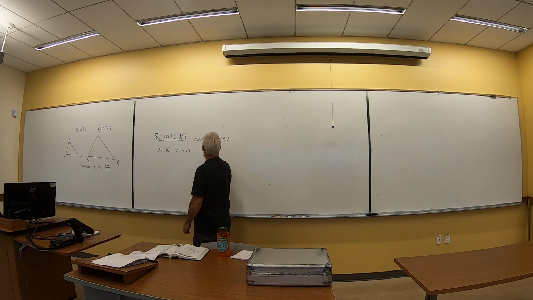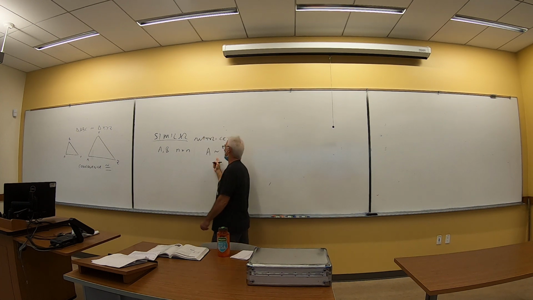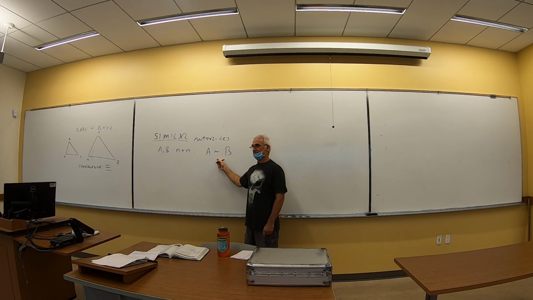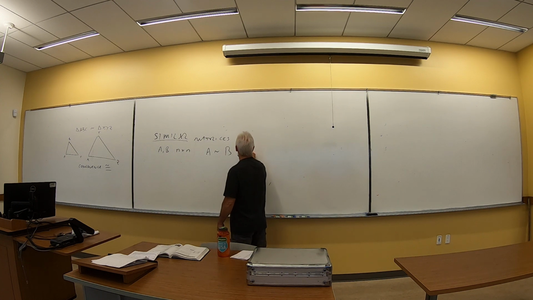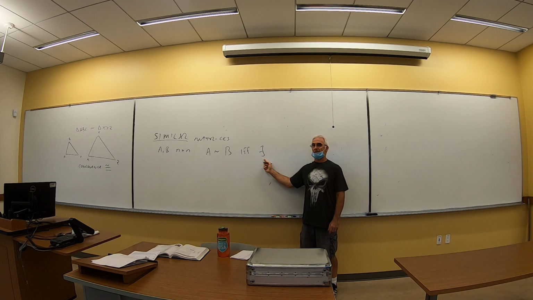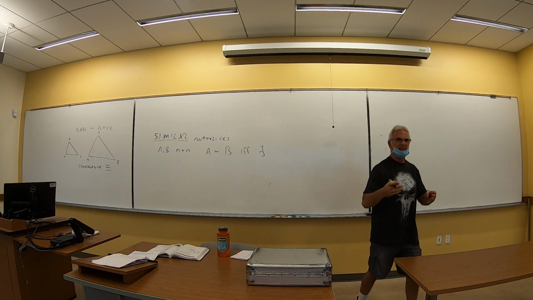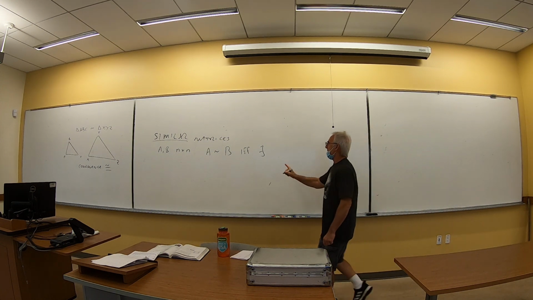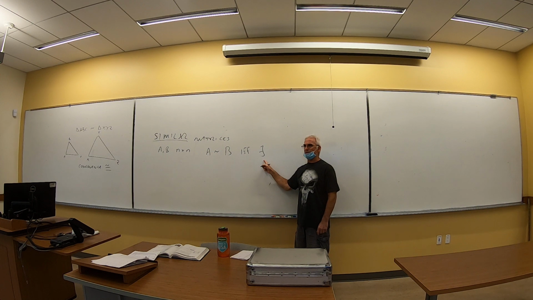We say that A is similar to B. We're defining it right now. If and only if there exists, that's the backwards capital E, that's called the existential quantifier. It's a logical connective. We use this all the time in mathematics. It's good for you to know it. There exists means there is at least one.